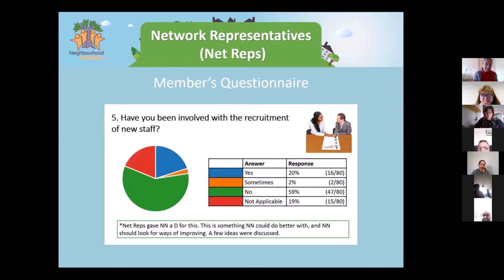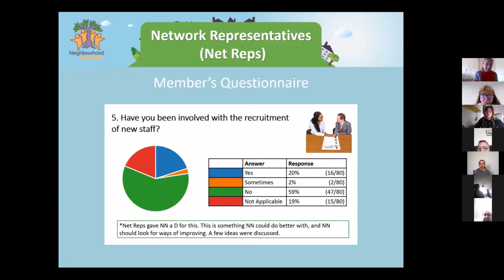And then this question: have you been involved with the recruitment of new staff? Was more mixed. So 20% said yes, 2% said sometimes, 59% said no, and 19% said it wasn't applicable to them. So that may mean that they're a new member and haven't been given the opportunity yet. But the net reps gave us a D for this. So this was something that Neighbourhood Networks could do better with.